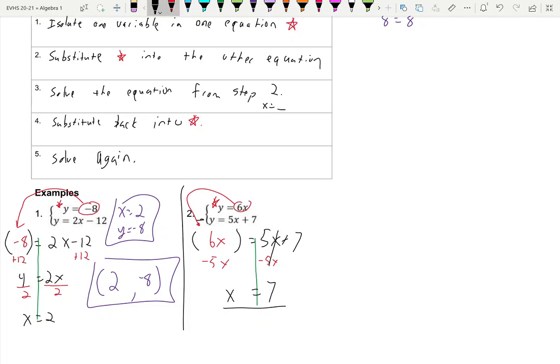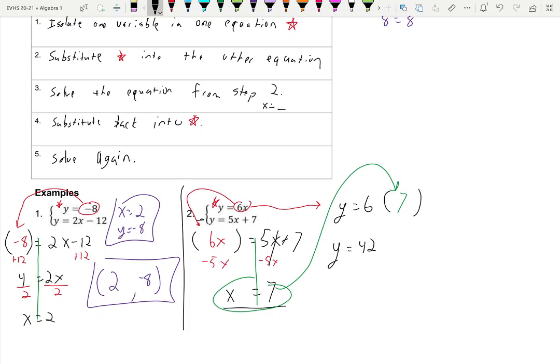Step 4 says substitute back into star. Now, that's where this comes in right here. I've got y equals 6 and then parentheses. I'm going to take this x equals 7 and plug it in where that x was, and that's where my 7 goes there. Now, y equals 6 times 7, which is 42. So again, 2 ways of writing it. I could write x equals 7, y equals 42, or I could write it as the coordinate pair 7, 42. Either one is acceptable.